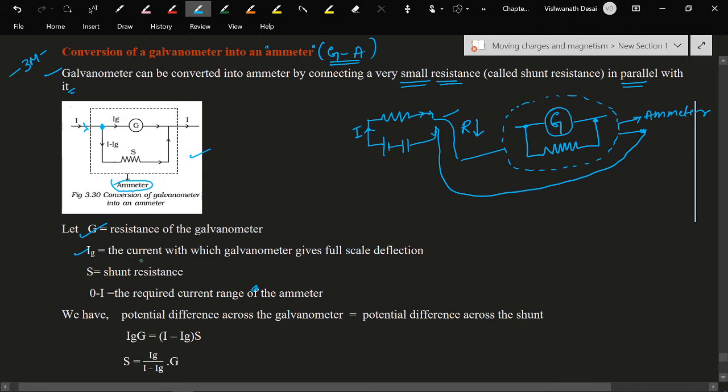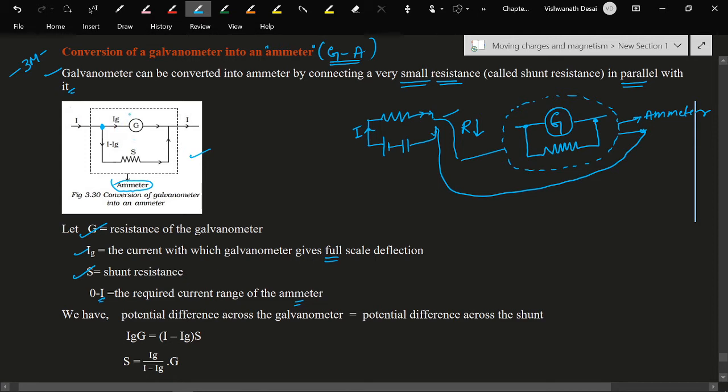Ig is the current with which the galvanometer gives a full scale deflection. If Ig flows through a galvanometer, it shows complete deflection, so the needle should be at the end of the scale. And S means the shunt resistance we are using. I here is the required current range of the ammeter. So how much current do we want to measure? That current is I here. We are measuring this much current in a circuit.